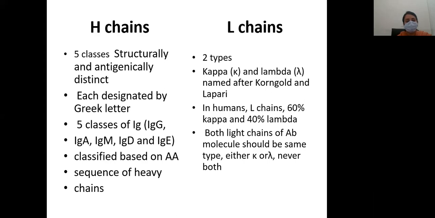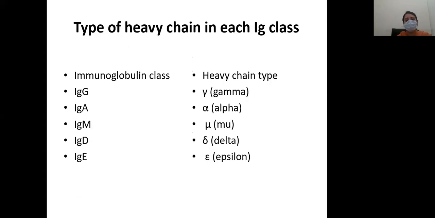H chains are classified based on the amino acid sequence of the heavy chains. For the type of heavy chain in each immunoglobulin class: in IgG, we call the heavy chain gamma; in IgA it is alpha; in IgM there is mu; in IgD there is delta; and in IgE there is epsilon.